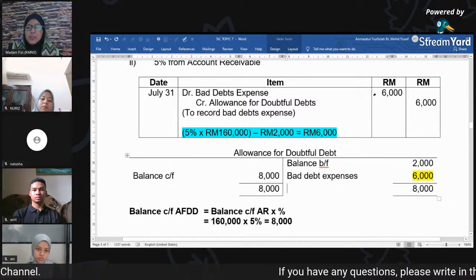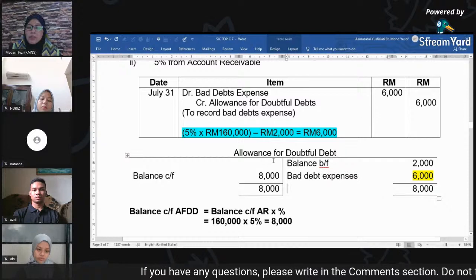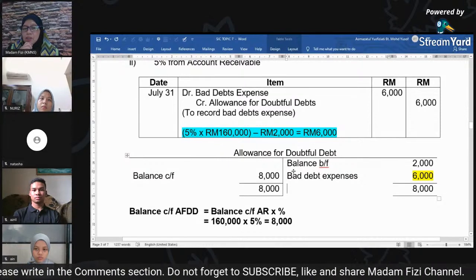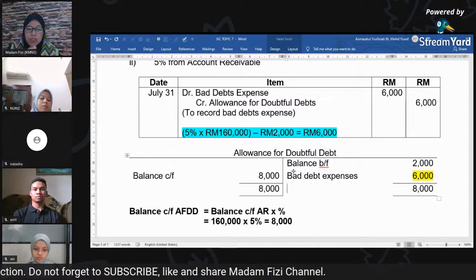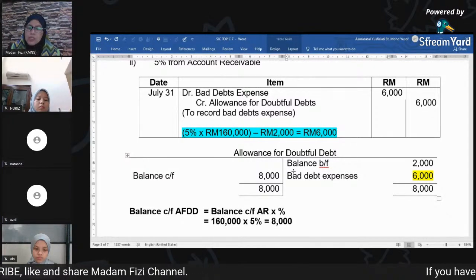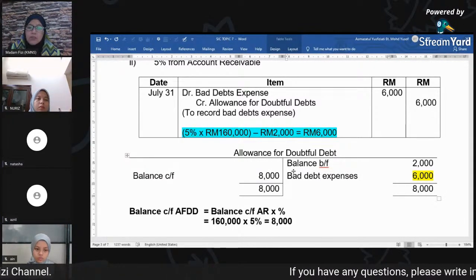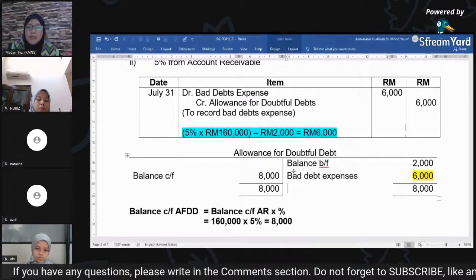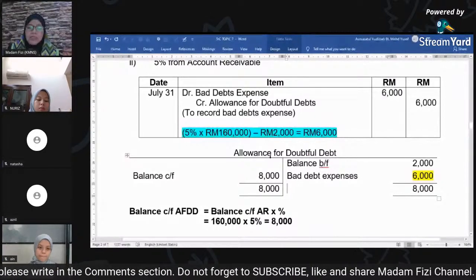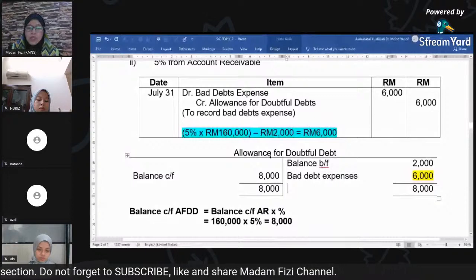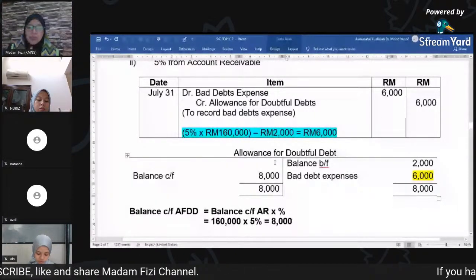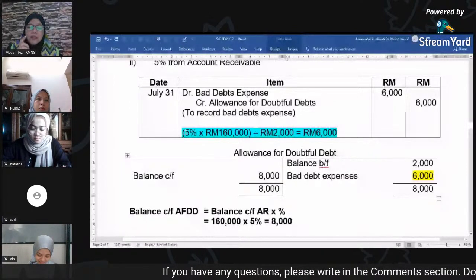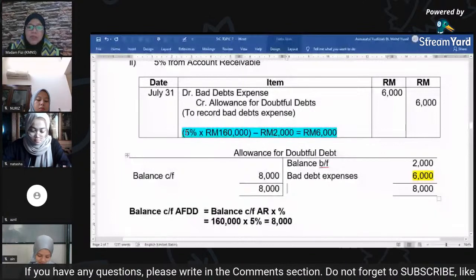So kalau awak tak nak buka account T pun is okay because the item only 2. Kan saya kata hari tu masa kita buat chapter topik 11, if the item only 2, just tolak aja baki awal, tolak baki akhir. If the item is more than 2, that is 3 and above, then you can make the T accounts. But it's up to you which one you prefer. If there is only 2 items, baki akhir minus the baki awal.